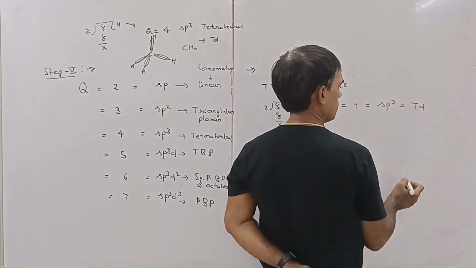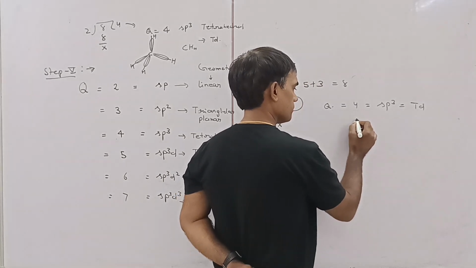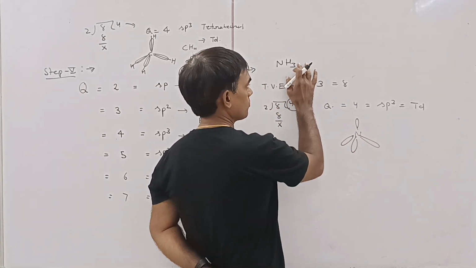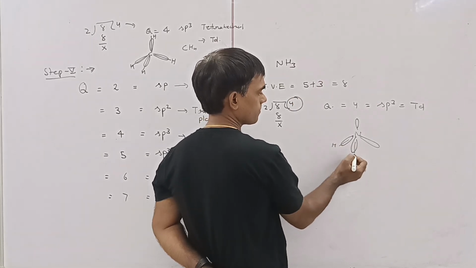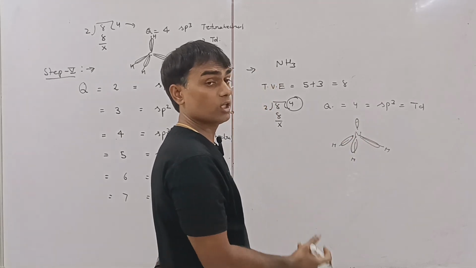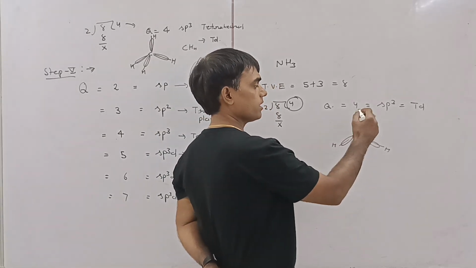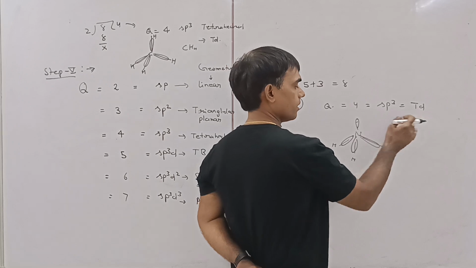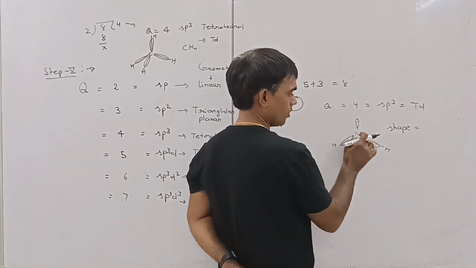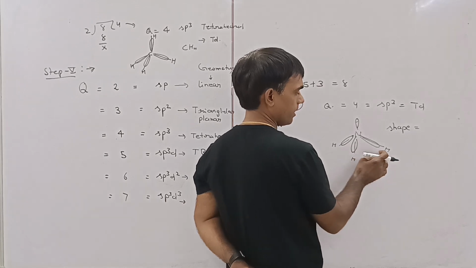Geometry is tetrahedral. Let us take the central atom and make 4 lobes along tetrahedral geometry, but 3 are bonds and along one direction there is only a lone pair of electrons. So in this direction there is no bond. Geometry is tetrahedral, but shape is pyramidal. Nitrogen, hydrogen, hydrogen, hydrogen.